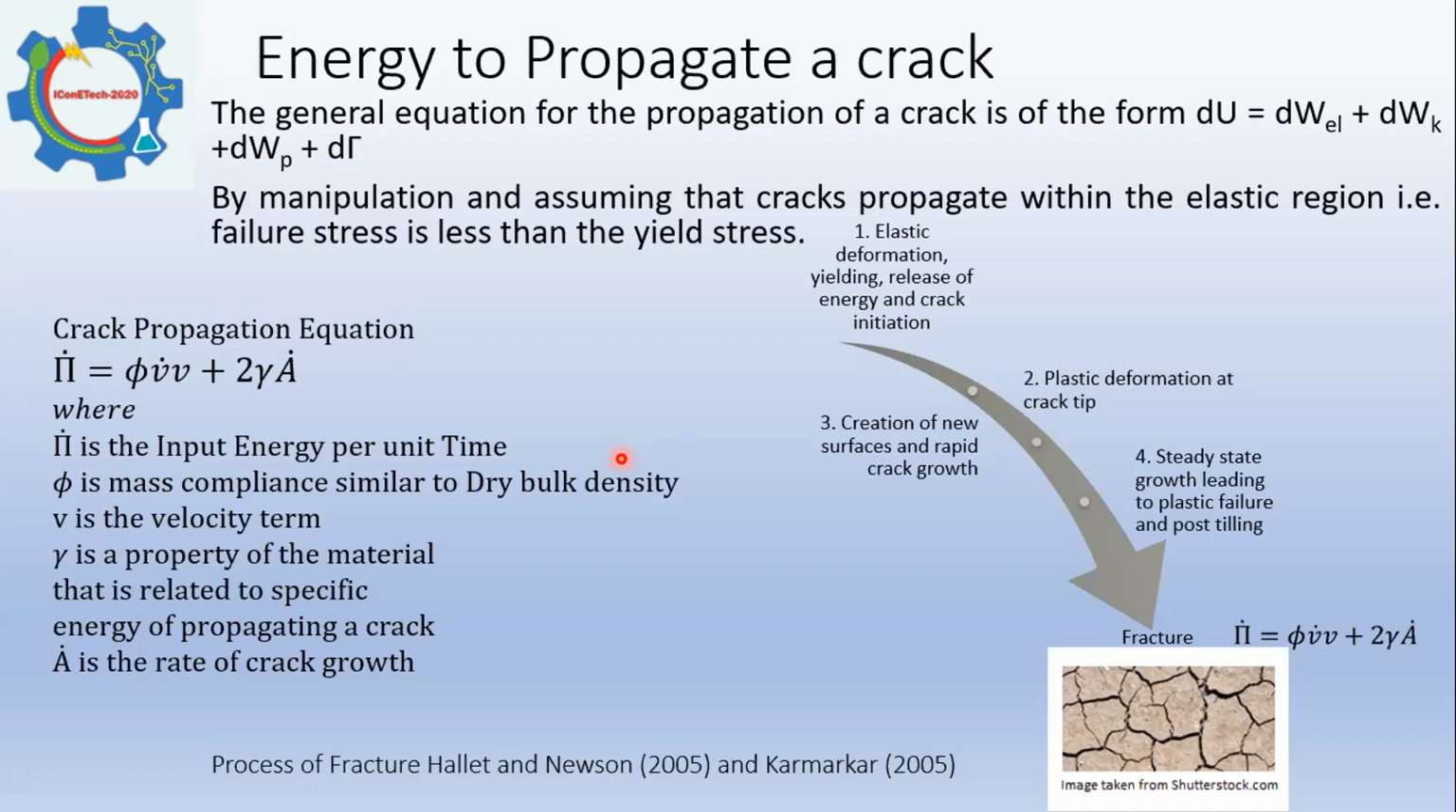We were able now to take a fundamental equation that describes crack propagation, which says that the input energy is equal to the elastic energy plus the kinetic energy plus the plastic energy plus the energy needed to create surfaces. By modification, we were able to develop an equation on your left-hand side which states that pi dot, the input energy per unit time, is equal to phi mass compliance times the acceleration component by the velocity component plus 2 gamma, which is a property of the material, times the rate of crack growth.